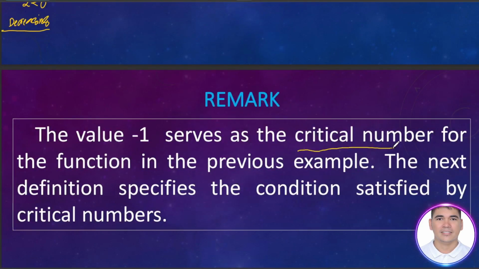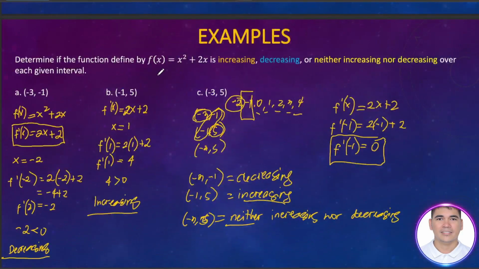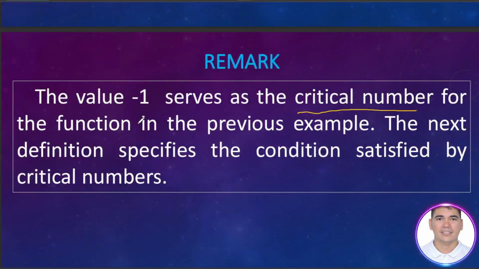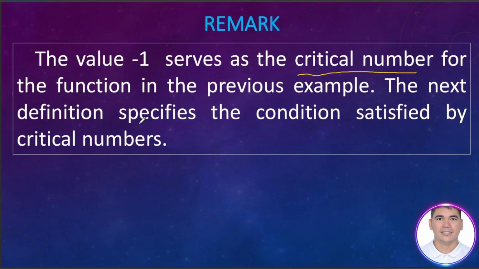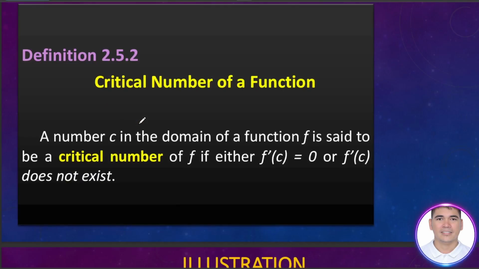natawag siyang critical number. For the function, ano yung function natin? x squared plus 2x. So, now we're going to talk more about critical numbers. Now, the next definition, 2.5.2, talks about critical number of a function. A number c in the domain, take note ha, yung number c in the domain. Pag hindi siya kasali sa domain, then automatic that is not a critical number.